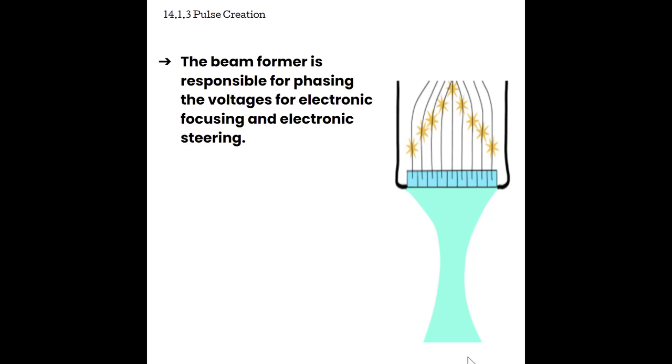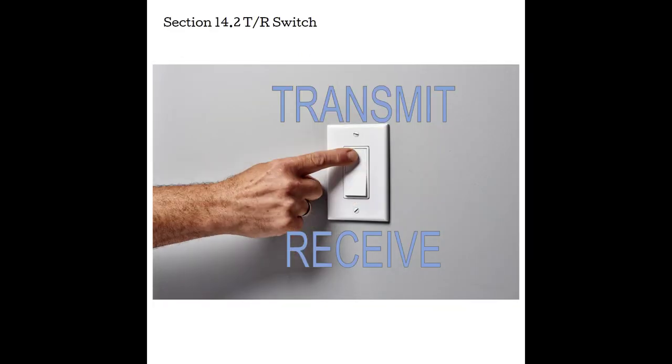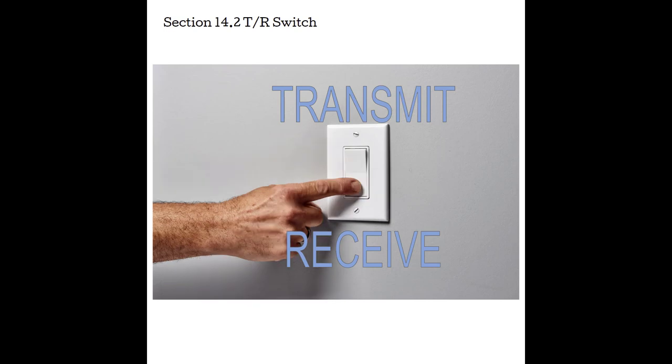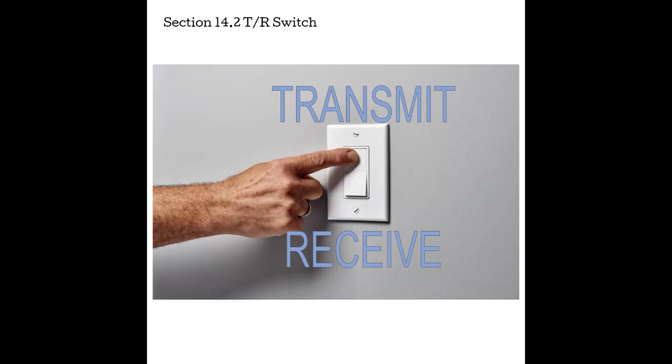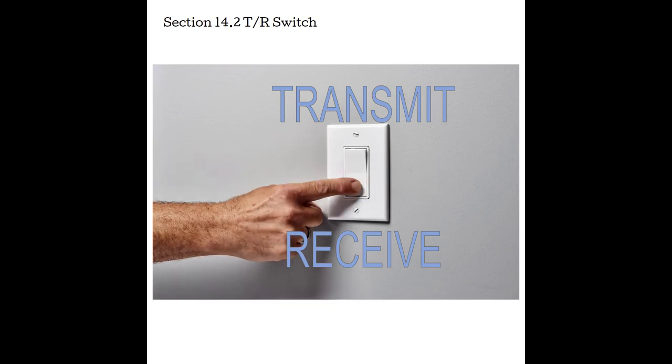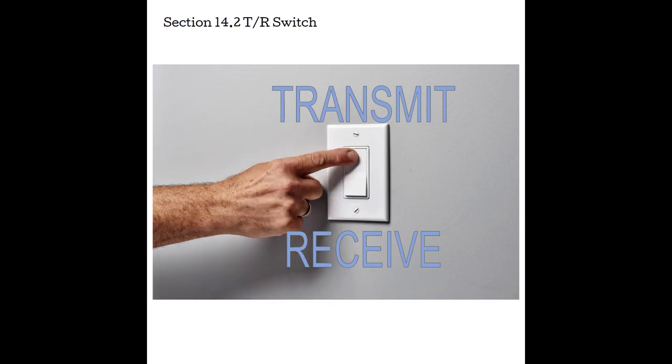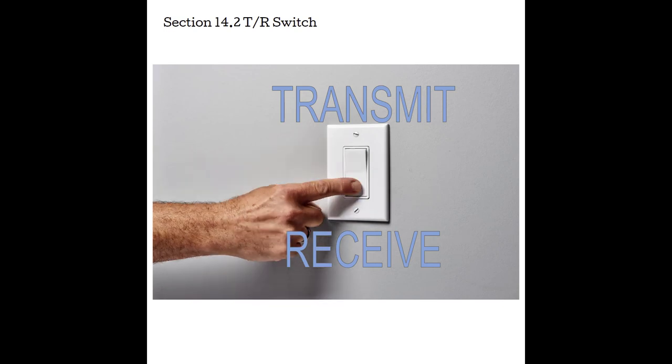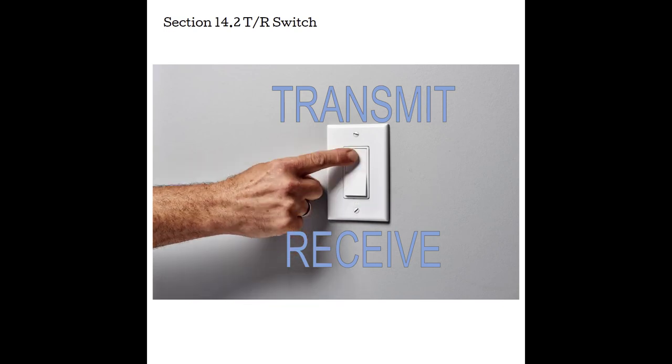Remember, both of those include choosing how many elements the machine wants to listen with so it can focus the ultrasound beam as it comes back into the transducer. Working with the beamformer then is something called a TR switch or a transmit receive switch. The T stands for transmit, R standing for receive. So the TR switch is responsible for diverting voltages in the correct direction.